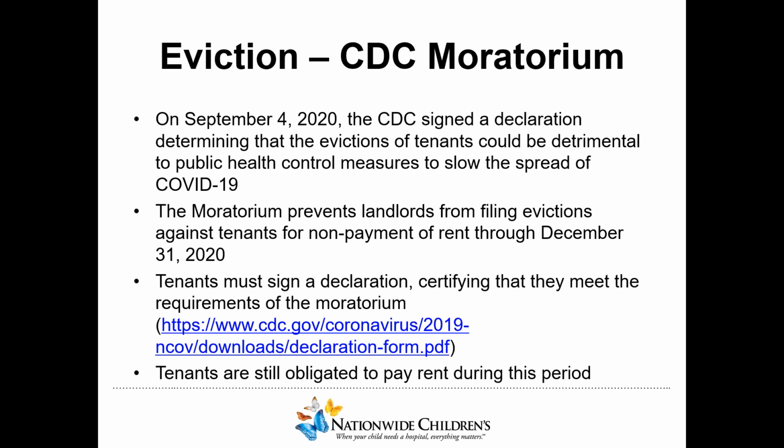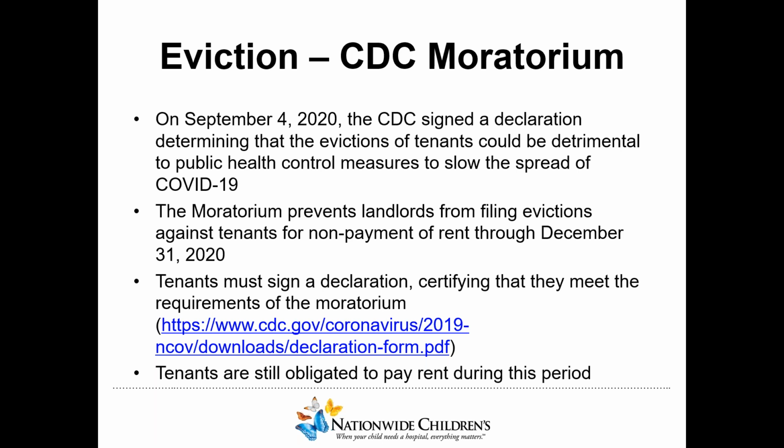When they're signing this declaration, they're certifying that they meet the requirements, and I can briefly tell you what those requirements are. First, they have to meet a certain income threshold. It's under $99,000 per year, or there are a few other ways to determine if they are income eligible, and that's listed on the declaration. They also have to certify that they have made their best efforts to obtain government rental assistance. They also have to certify that they have been unable to pay their full rent due to loss of income or loss of compensable hours or layoffs or because of extremely high medical bills.